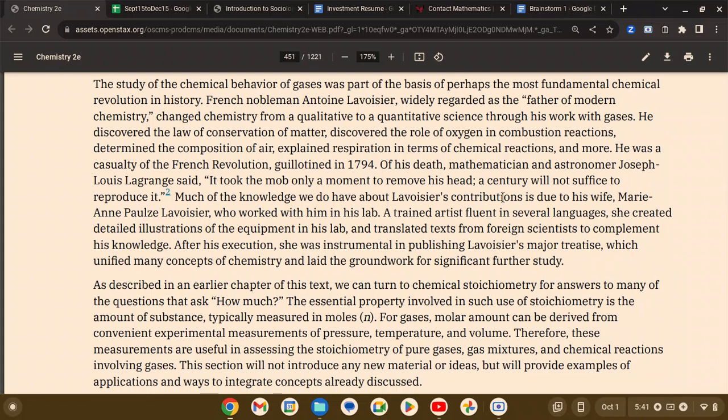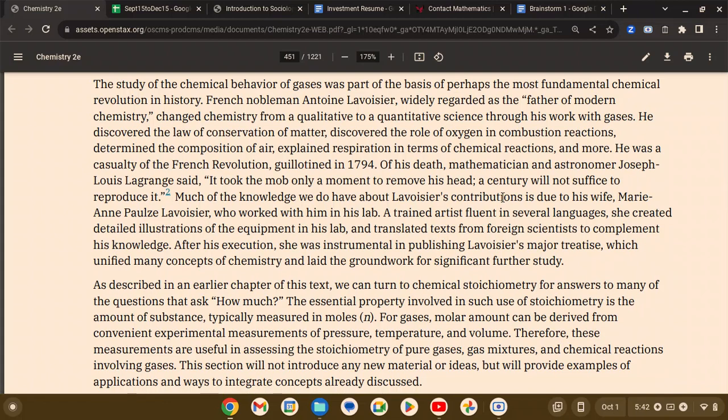Antoine Lavoisier, widely regarded as the father of modern chemistry, changed chemistry from a qualitative to a quantitative science through his work with gases. He discovered the law of conservation of matter, discovered the role of oxygen in combustion reactions, determined the composition of air, explained respiration in terms of chemical reactions, and more.